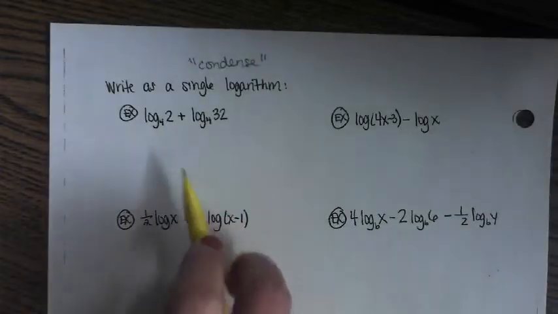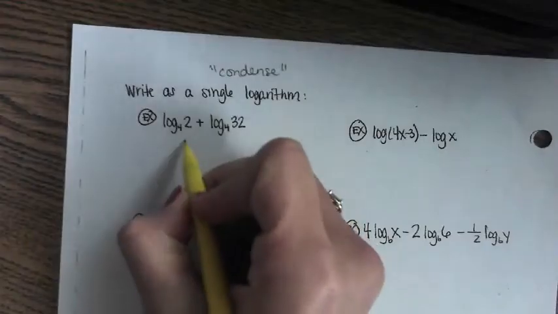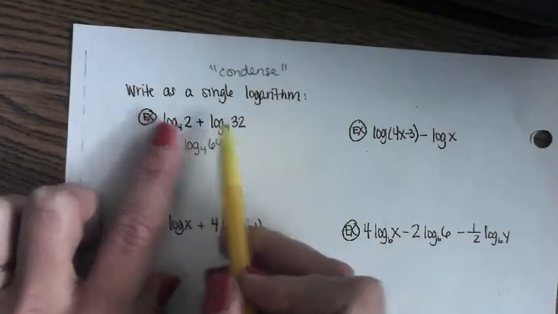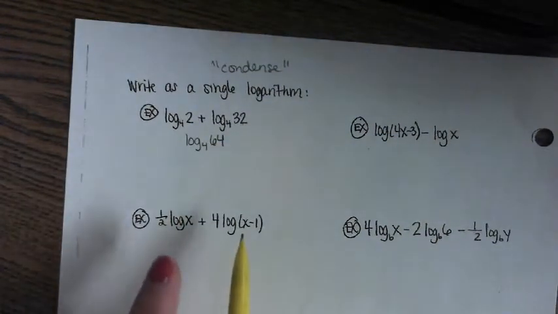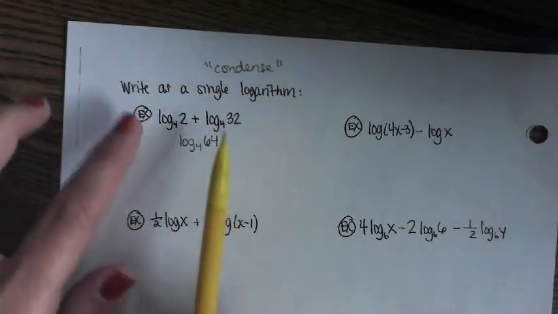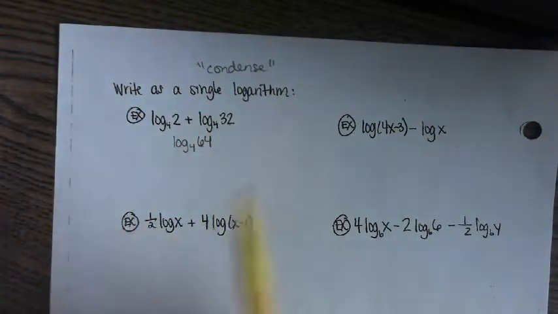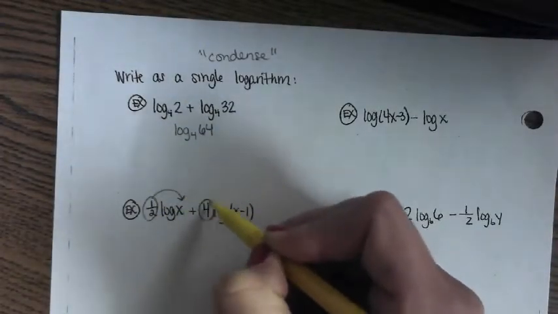Okay, what did you get for the first example? Log base 4 of 64 is a good start, so you're taking the addition, putting it into multiplication, right? You just multiply 2 and 32. Why didn't you do the same thing for this one? Exactly. So you know the property, but you're hesitant to do it because of these coefficients. So we can get rid of these coefficients by bringing them up as exponents.